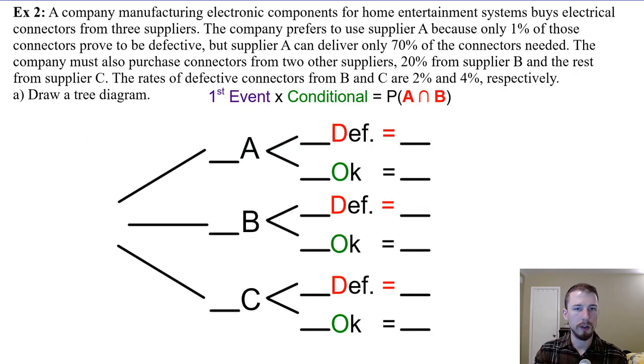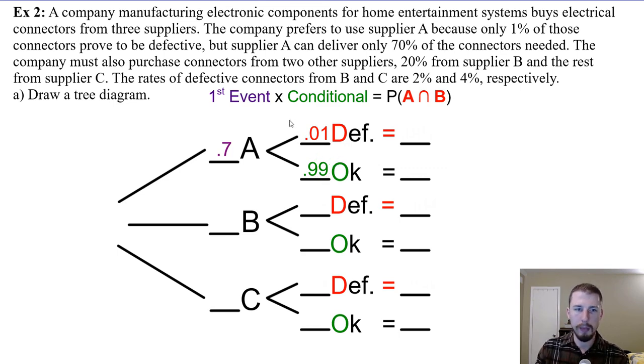A company manufacturing electronic components for home entertainment systems buys electrical connectors from 3 suppliers. The company prefers to use supplier A because only 1% of those connectors are proved to be defective, but supplier A can only deliver 70% of the connectors needed. So we're going to have three different suppliers. Supplier A, they just said, was 70% of all the connectors they buy with a defective rate of 1%, meaning 99% of them are not defective.